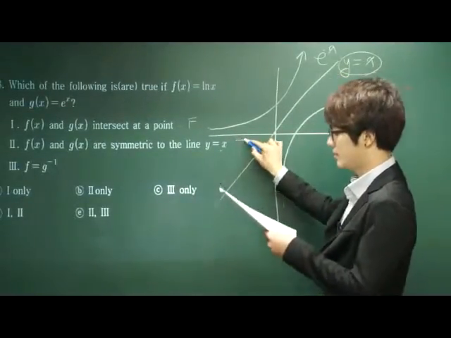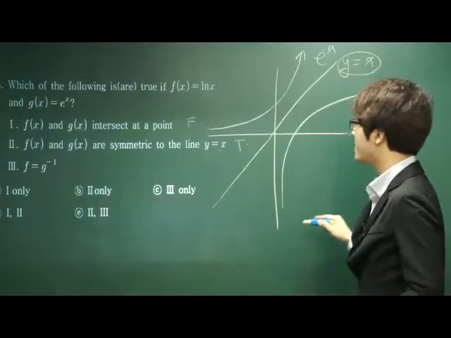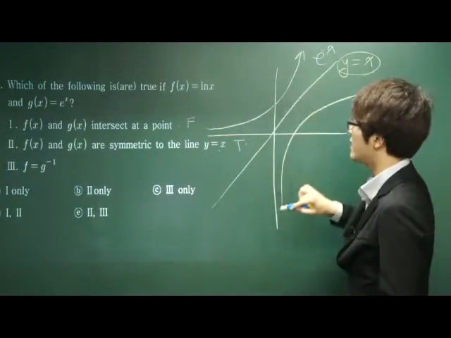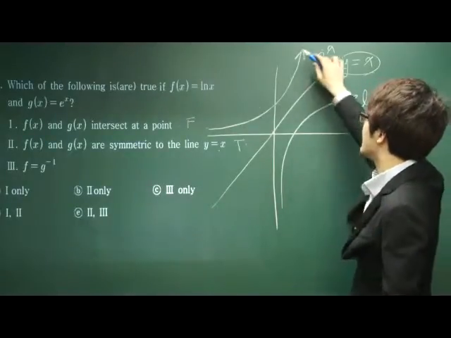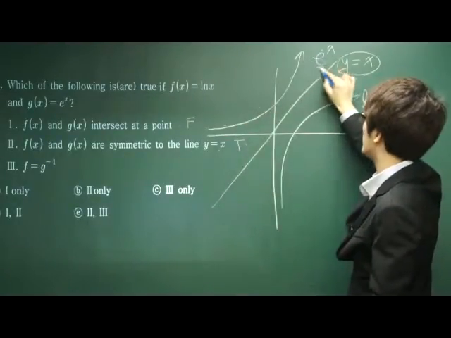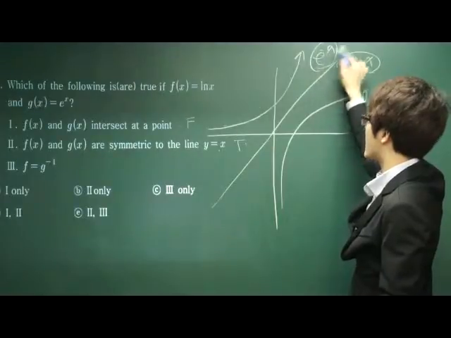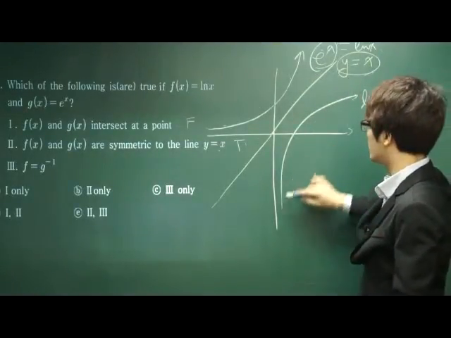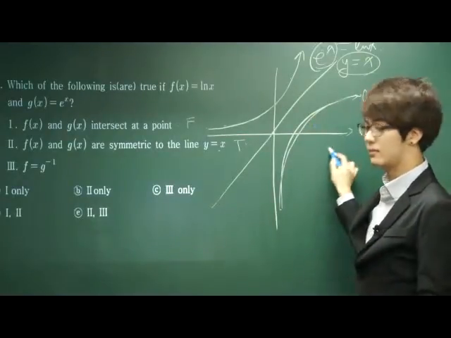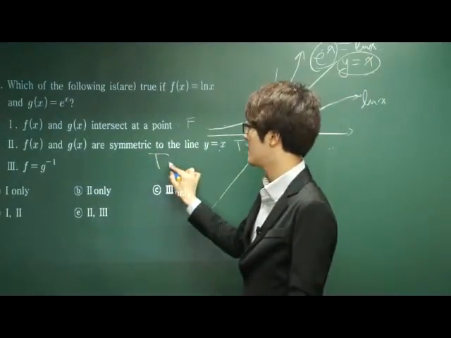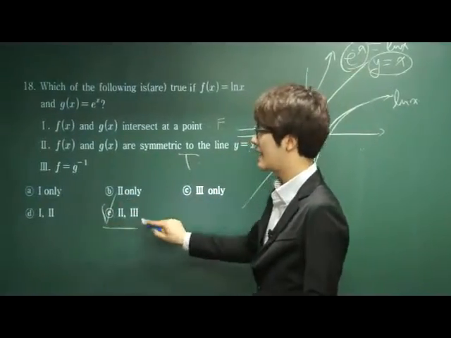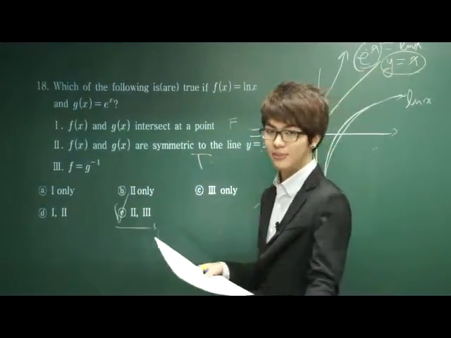f(x) and g(x) are symmetric to the line y equals x. Right, it is true. And f is also the inverse of g(x), right? The inverse of e to the x power will be ln x, which will be this graph again. Therefore, this is true. So the second and third statements are true. E is the correct answer.